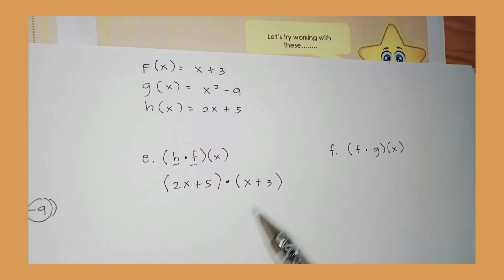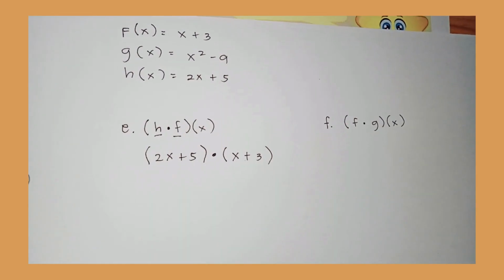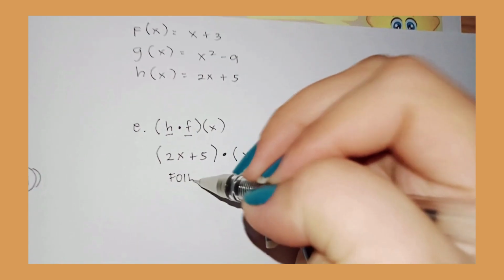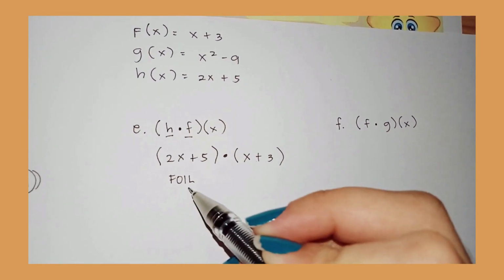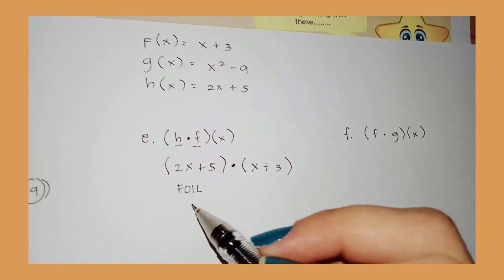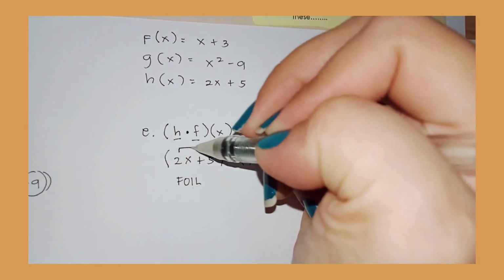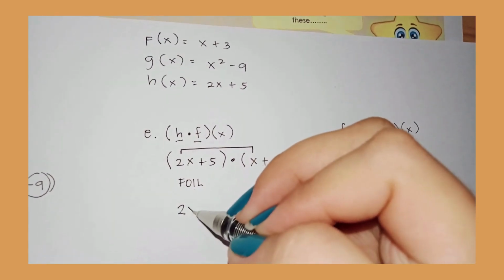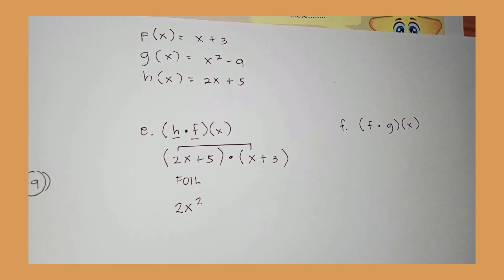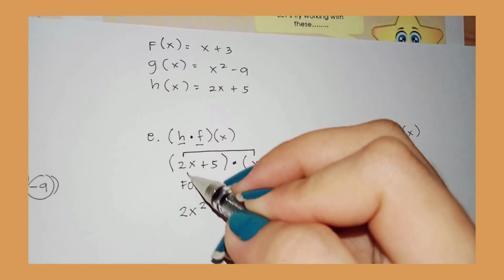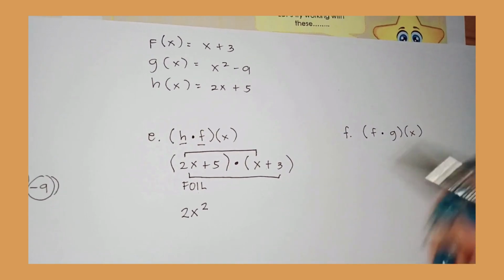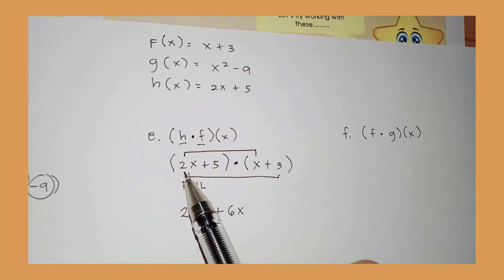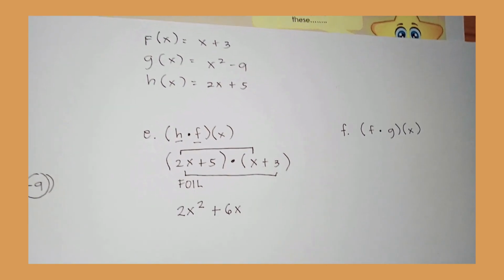Ano yung gagawin natin sa dalawang ito? If you're familiar with FOIL method, yun yung gagawin natin. FOIL method stands for first, outer, inner, last. So, let's start with F first. 2x multiply to x, the answer is 2x squared. Then, outer tayo. 2x multiply to 3, the answer is positive 6x. Pinag-multiply ko lang yung 2 tsaka yung 3, kaya naging 6.